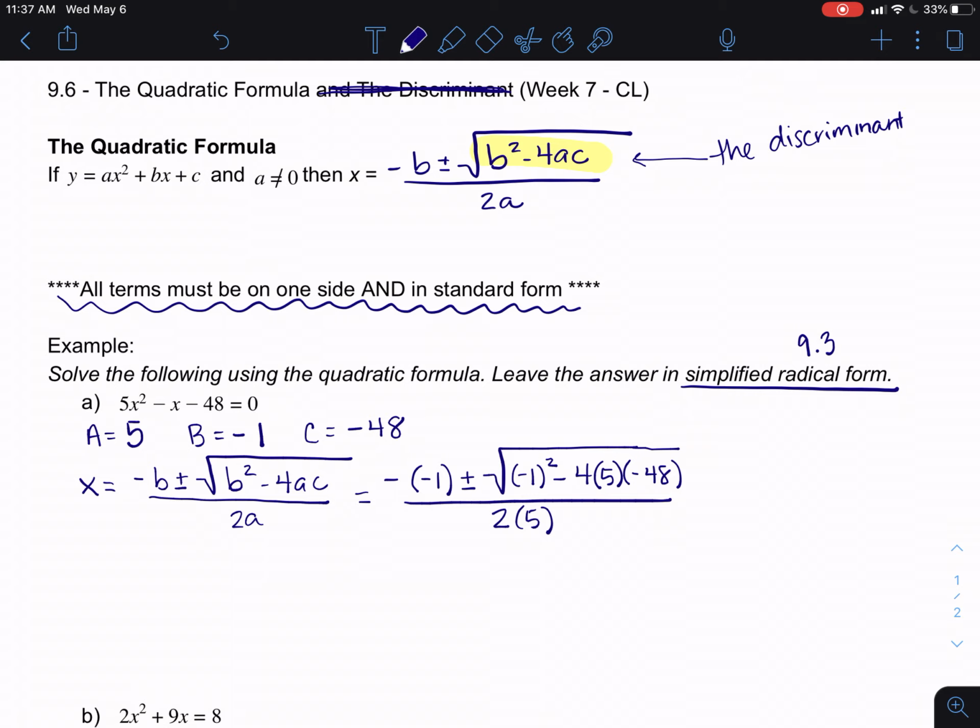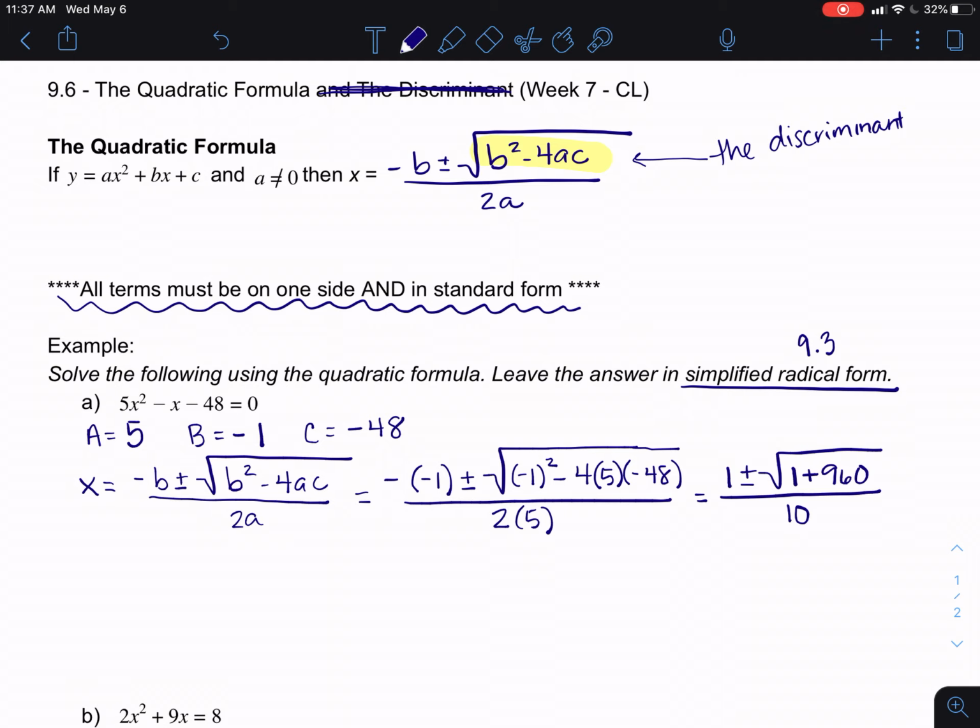Okay, so we have negative 1. A negative times a negative is a positive, plus or minus the square root, negative 1 squared. So negative 1 times a negative 1 is a positive 1. And then we have negative 4 times 5, which is 20, times negative 48, which is going to give us a positive 960, all over 2 times 5 is 10.